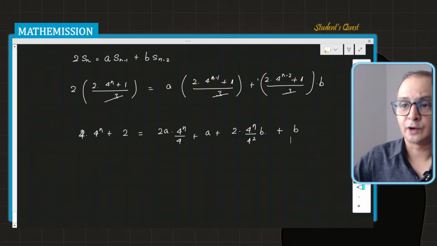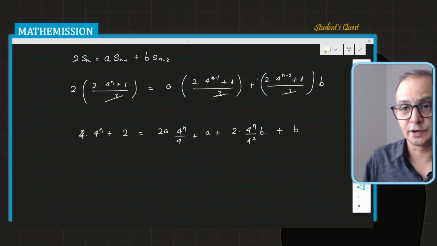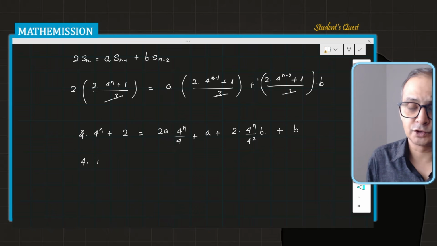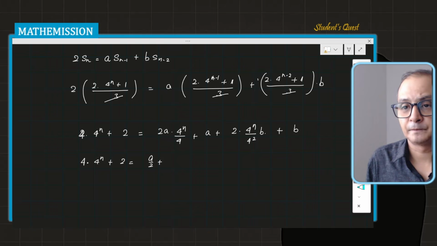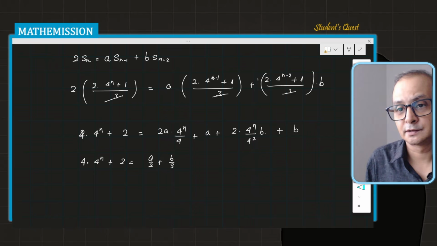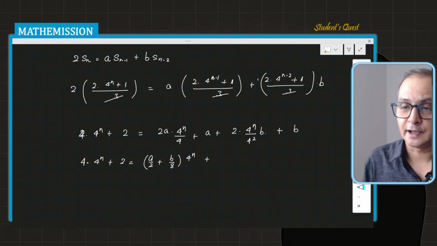What I'm going to do now is collect the terms together to compare the coefficients of 4 to the power n and the constant term. So 4 into 4 to the power n plus 2, and here I get a by 2 plus, this is 16, so this is going to be b by 8 as the coefficient of 4 to the power n on the right, and the constant term will have a plus b.